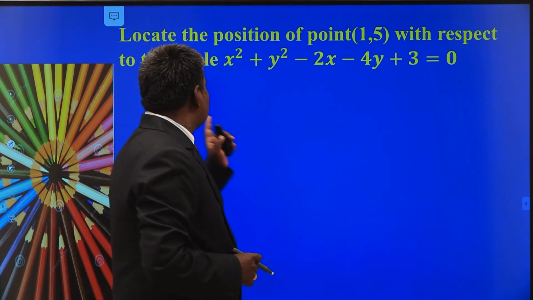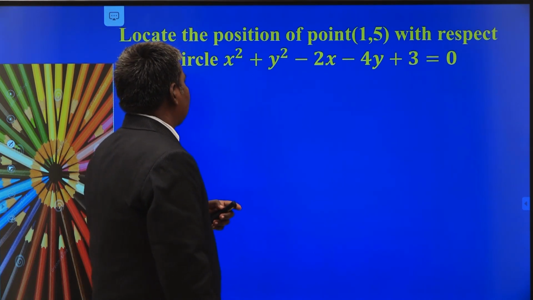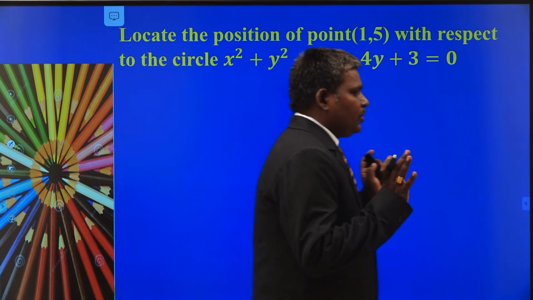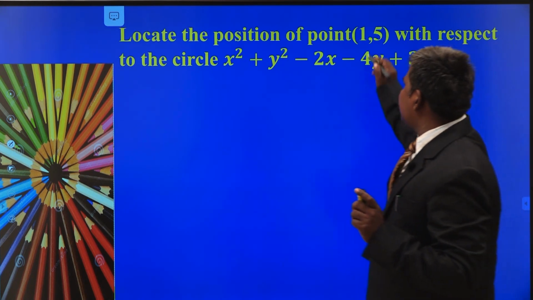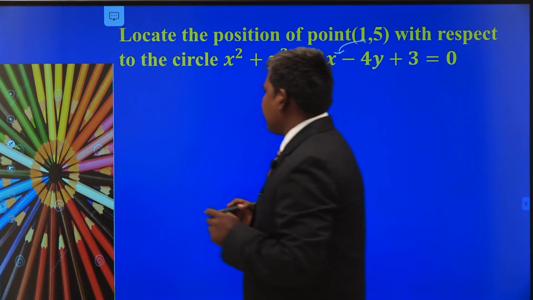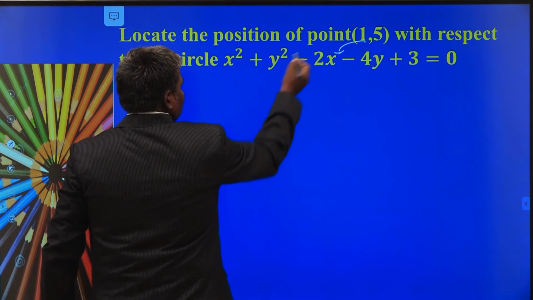For this, locate the position of point (1, 5) with respect to the circle. I am not going to find the center, the radius, and the distance CP. Just substitute the point in this equation, and we can easily verify whether the point is inside or outside the circle. So substitute the point.